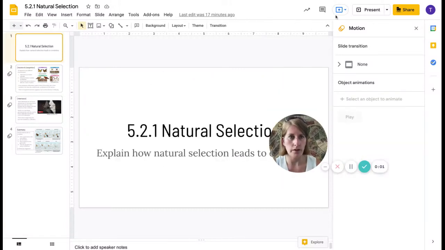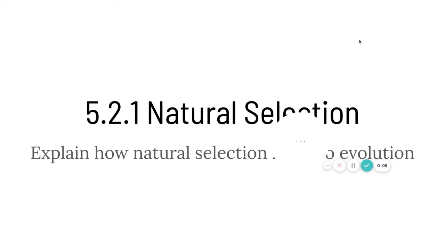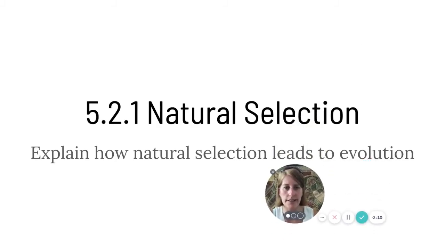All right, here we are for 5.2, which is looking at natural selection, the driver for evolution. Sometimes they refer to this as the mechanism for evolution. Many of us have already heard of natural selection and we're probably pretty comfortable with it. We just need to be able to explain how natural selection leads to evolution.